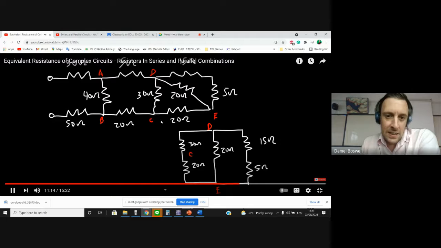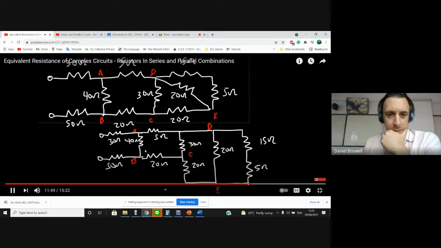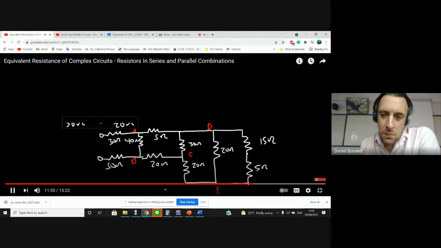Yep, so we've got point C, which is between here, and we've got a 20 ohm resistor like this. A 40 ohm resistor here between B and A, and then a 5 ohm resistor between A and D. A 50 ohm here, and a 30 ohm resistor here. So now we can get rid of this. And then this now makes more sense, yes?